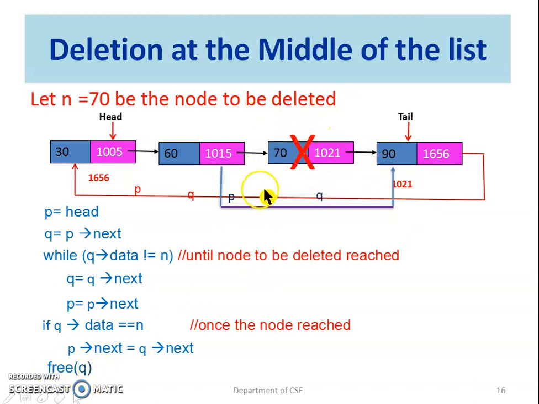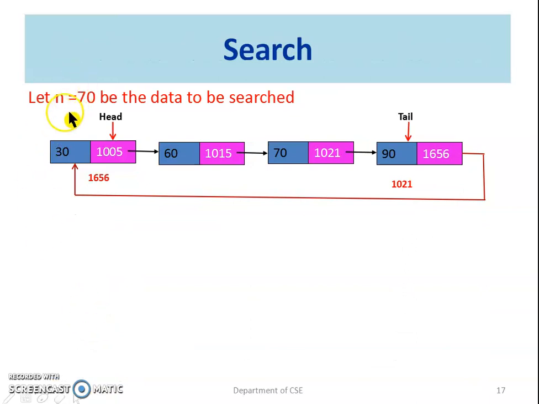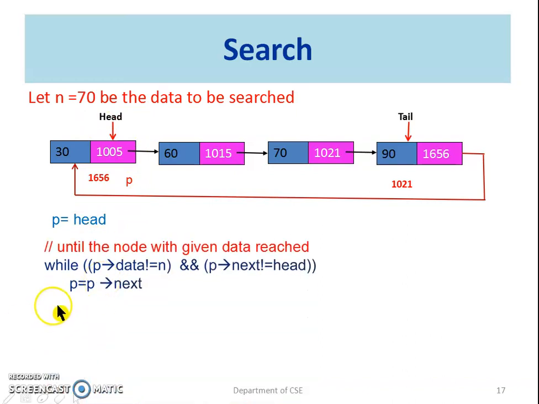Next, let us see the search operation. The procedure is similar to that of the procedure followed in the singly linked list. Let us assume n equal to 70 is the data to be searched. Make use of a temporary pointer P to point to the head node initially. Make the pointer P traverse through the list until the data given is found or the end of the list is reached. This is done by progressing P to P.next.